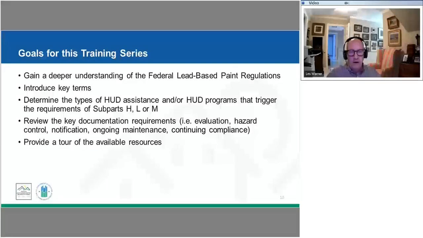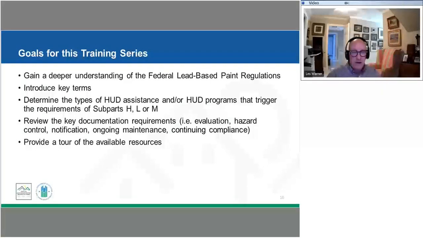Chris will actually walk us through the subparts a little bit later, but again, today we're going to be focusing on Subpart H, which is specific to project-based assistance. As part of that, we're going to be talking about what the subpart requires you to do. What are the key steps in evaluating and treating the hazards, things like notification and ongoing maintenance?